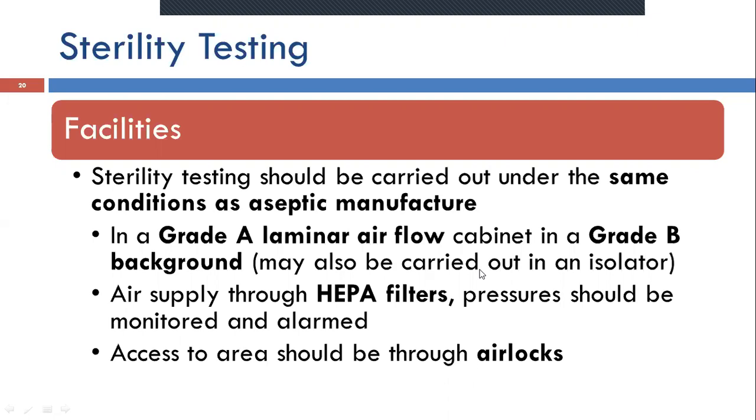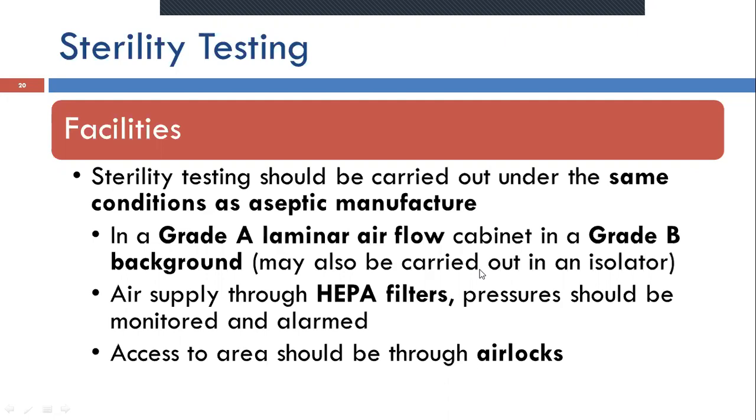And for those HEPA filters, the pressure should be monitored and alarmed. Not only the HEPA filter is important, the pressure of the air coming from that HEPA filter is also very important. If the pressure drops, then the chances of contamination will be more. That's why there is a pressure alarm in the laminar flow chamber. If the pressure of the air coming from this HEPA filter goes down, the alarm will blink or give a sound and indicate the drop in pressure.